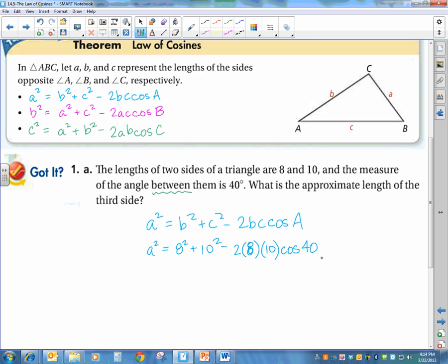So hopefully you're good at putting this whole thing in your calculator and you find out that a squared equals 41.43. That's a good stopping point so that if we have any trouble, we can figure out where the trouble is and then take the square root of that. Of course, it's plus or minus, but we can't have the negative side length of a triangle. So we go with the square root of 41.43, which is 6.4.